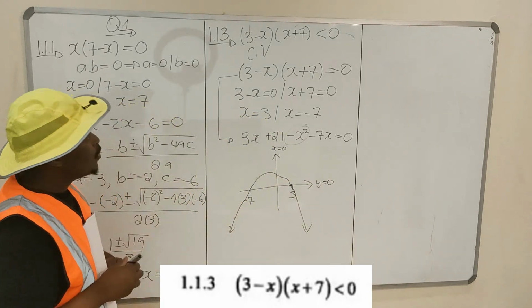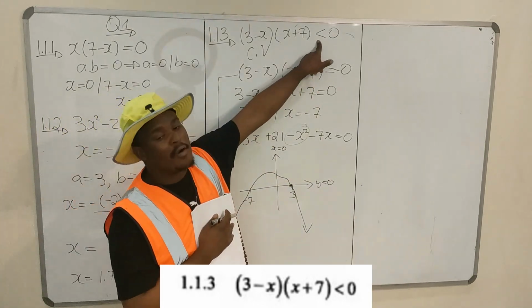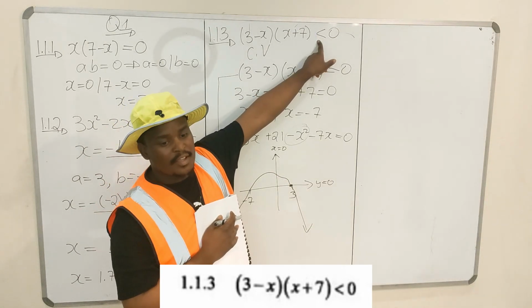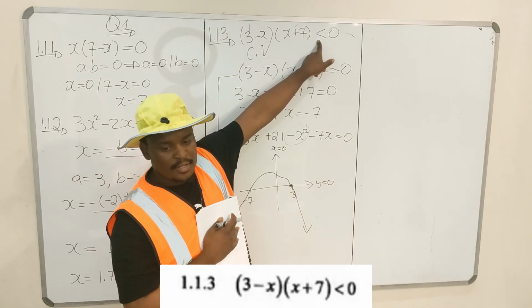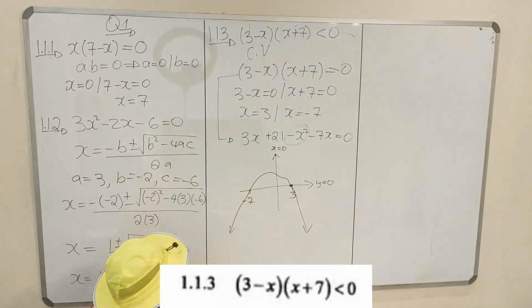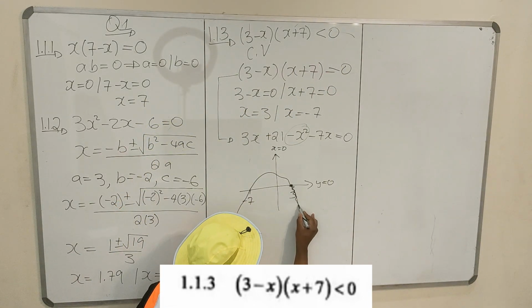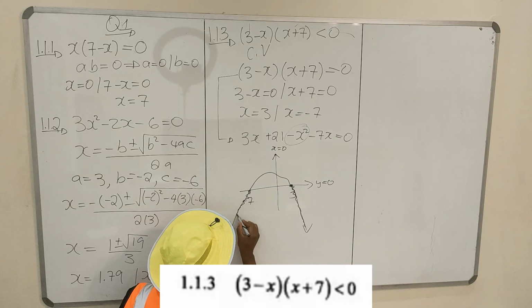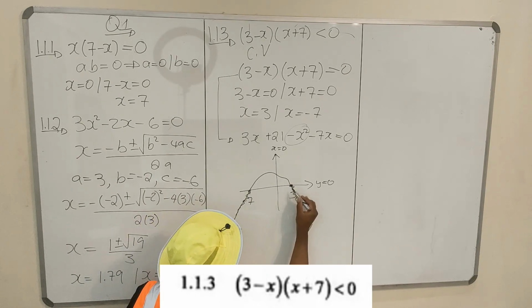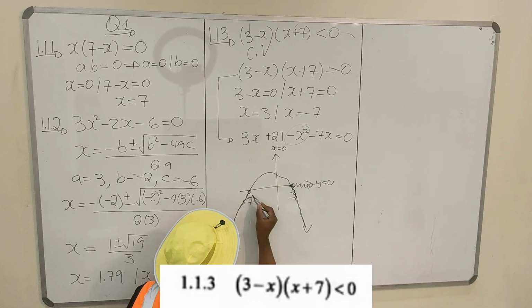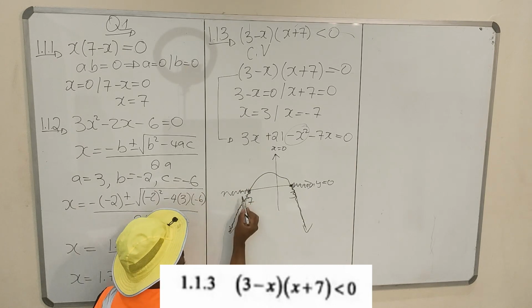Everyone happy? So they say we should find x values where our graph is less than 0, which means negative. So where is our graph negative? Our graph is negative here, and there. Do you all agree? Then what are the corresponding x values? These ones, and these on this side.